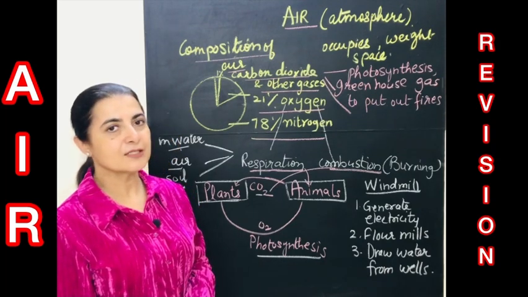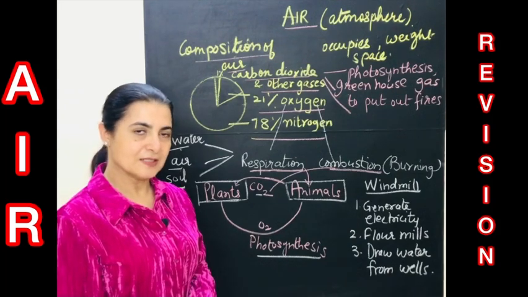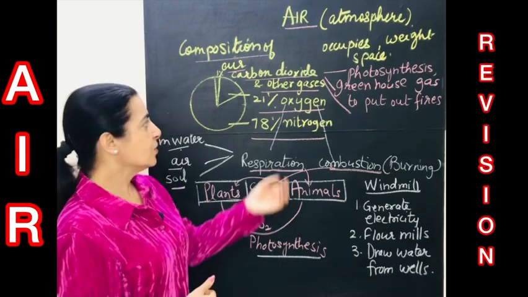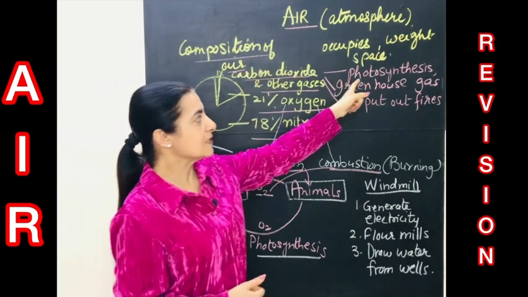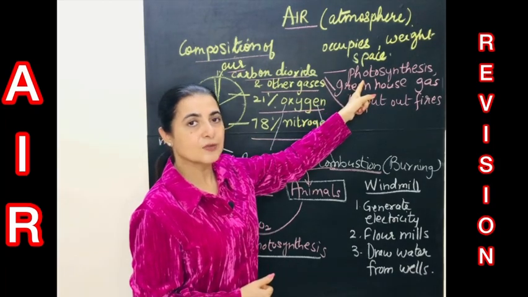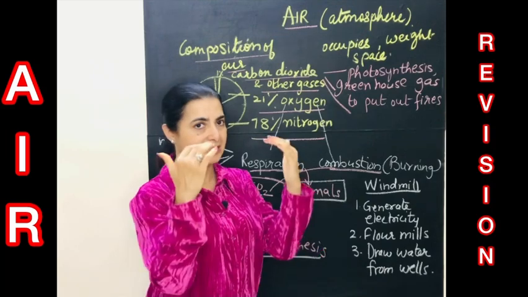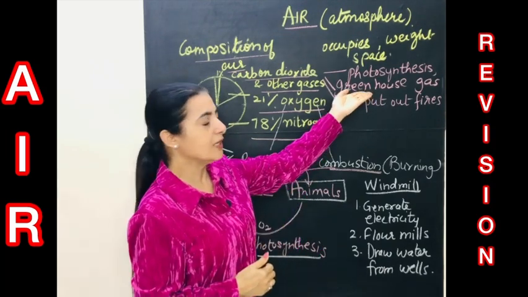तो हम सबके लिए क्या जरूरी है? Food, and food के लिए क्या जरूरी है? Photosynthesis. And photosynthesis के लिए क्या जरूरी है? Carbon dioxide. So just remember that carbon dioxide is very important for photosynthesis. It is also a greenhouse gas, जिससे थोड़ी सी जो गर्मी है अर्थ की, that is kept on the earth itself. So that's why it is known as a greenhouse gas.